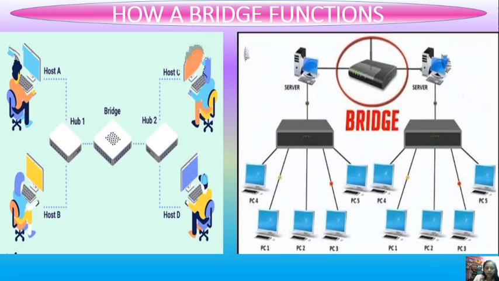And on the left side also you can see one bridge in between, connecting two local networks. So both images show the same concept. These bridges are used to connect two local networks.